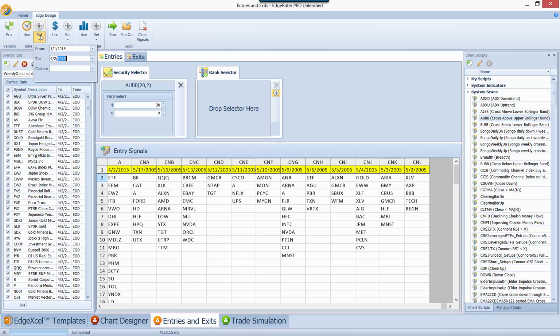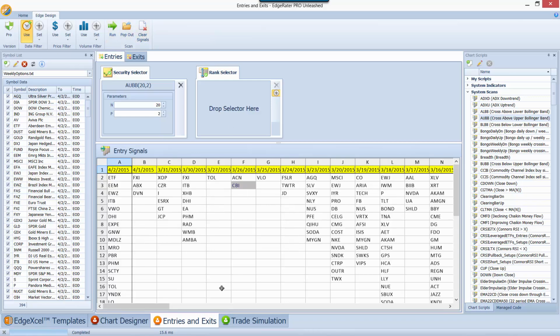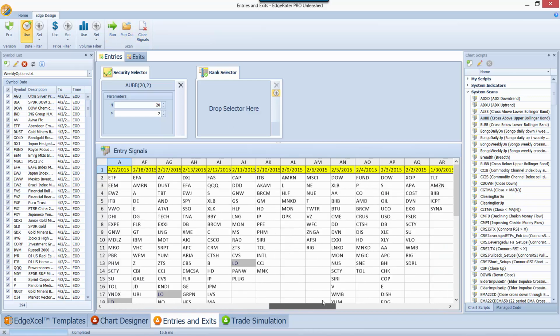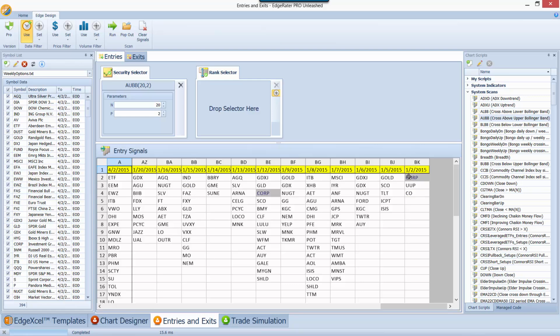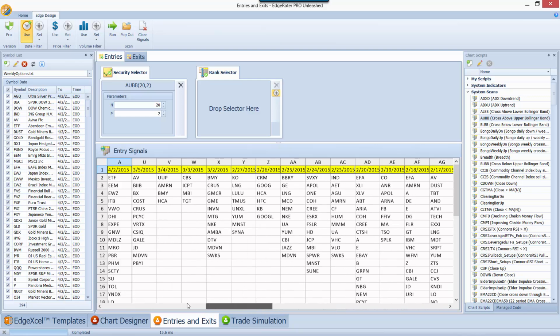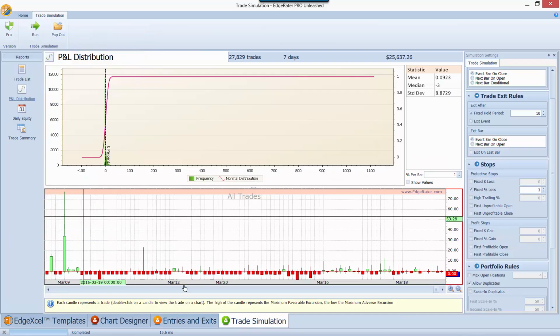Once I've got that set, I also have to click on this button here which says use the date filter. So I've set a date filter in here, and I also want to use it. And then if I hit run again on this strategy, it's going to limit the amount of data. So now if we go to the very end of the sheet, our first signal will start appearing on January 2nd, 2015. So now when we run the trade simulation, we're only going to be running on that list of entry signals.